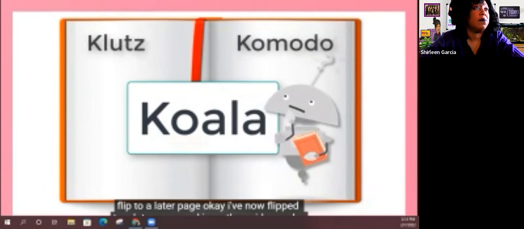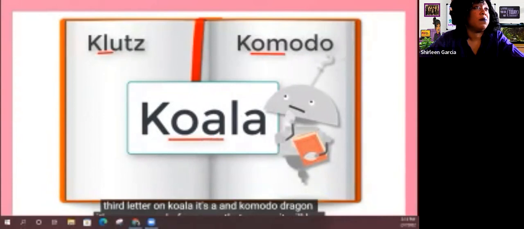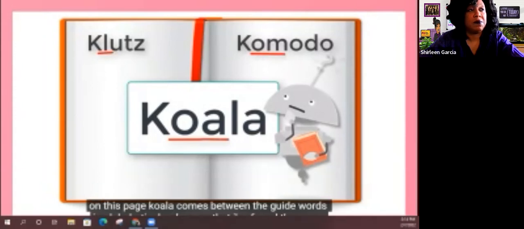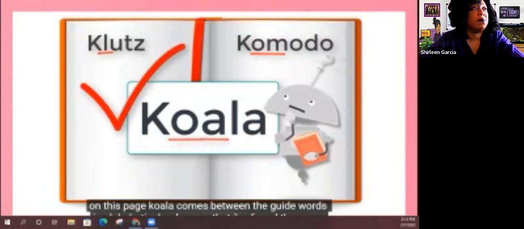Okay, I've now flipped to a later page and I see the guide words, klutz and Komodo dragon. Do you think it will be on this page? Well, that second letter, O, tells us it will come after klutz. What about Komodo dragon? It has a second letter of O. Let's look at the third letter. On koala, it's A, and Komodo dragon, it's M. A comes before M, so that means it will be on this page. Koala comes between the guide words in alphabetical order.